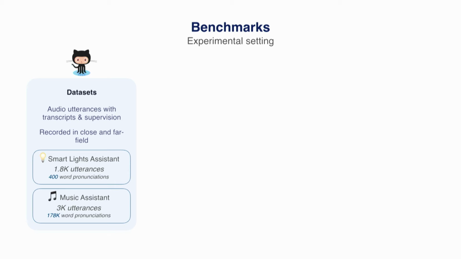And then on the other side of the spectrum, we chose the music assistant, which typically has to handle large catalogs of artists, albums, and tracks. And here we have a very large vocabulary of around 180,000 pronunciations.